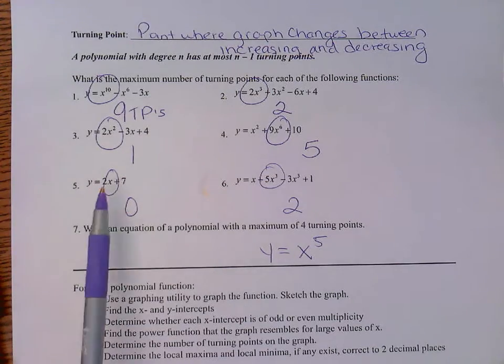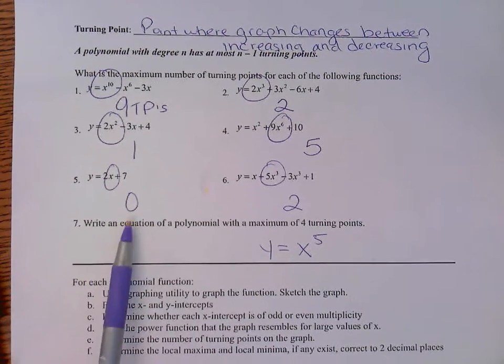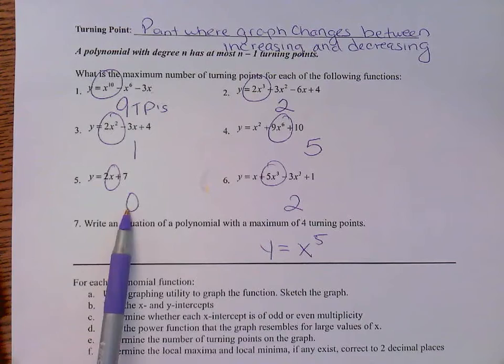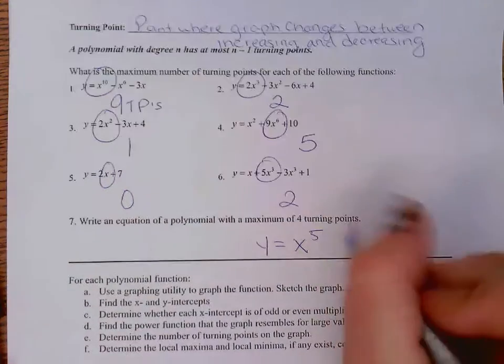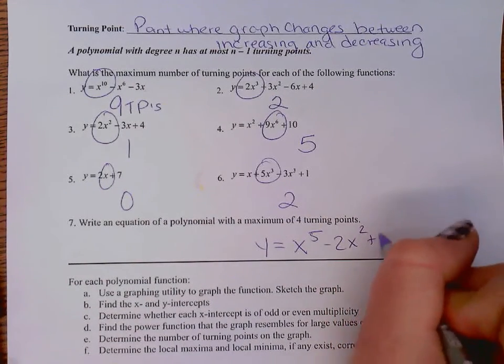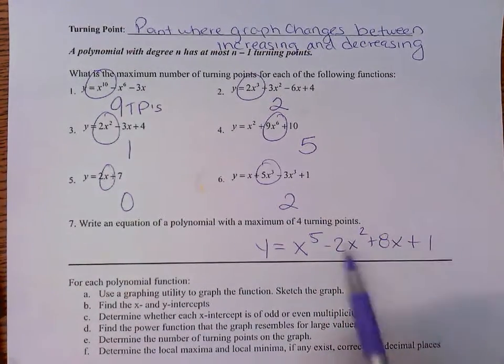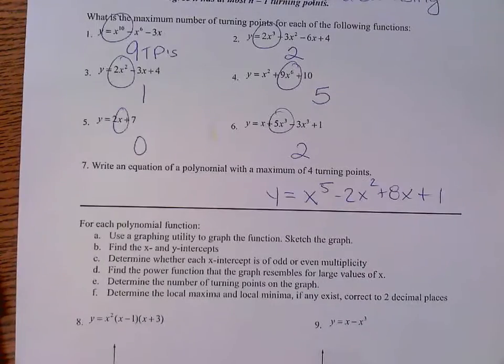And then this one was a linear function, so it can have 0 turning points. And then this could be any 5th degree function, but you could have kept going, like minus 2x squared plus 8x plus 1, whatever it is. As long as it's a 5th degree function, it would pass that qualification.